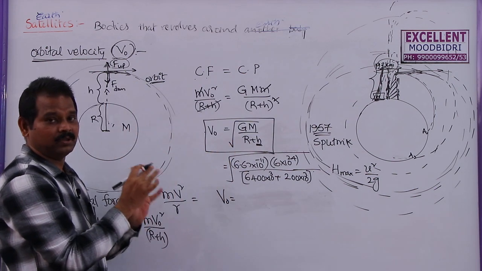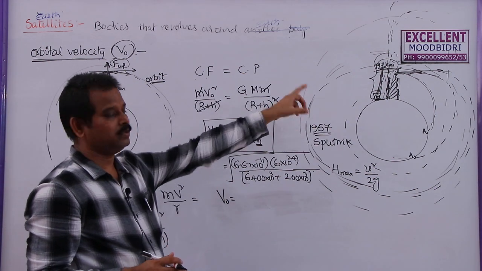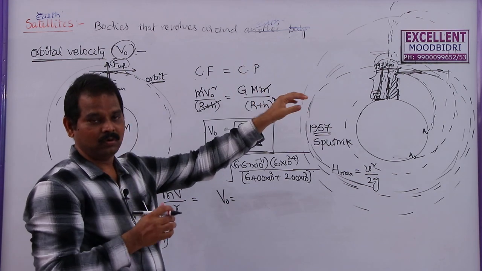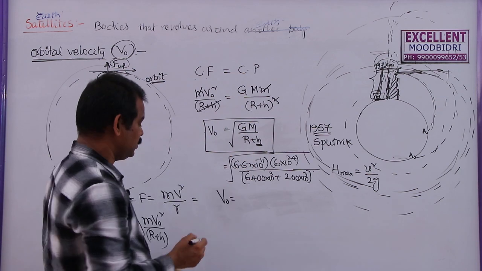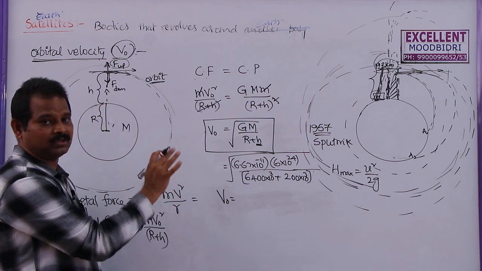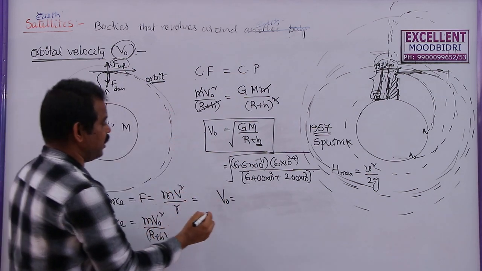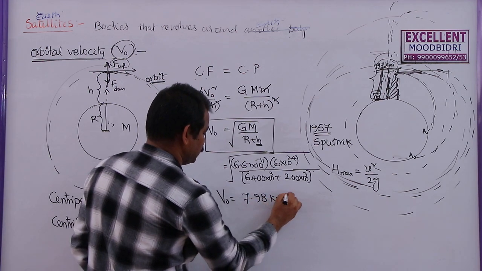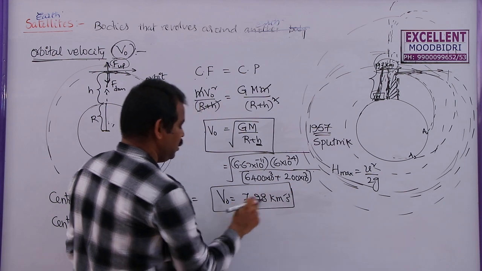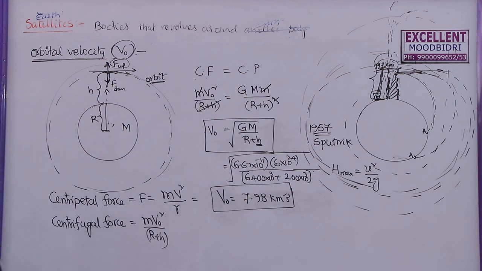I am talking only about the earth satellite. Earth has one natural satellite, that is the moon. So it will take 27.3 days to complete one revolution. But here I am not talking about the natural satellite. This is about artificial satellites. So this will be around 7.9 kilometers per second. That means per second it can travel around 8 kilometers.